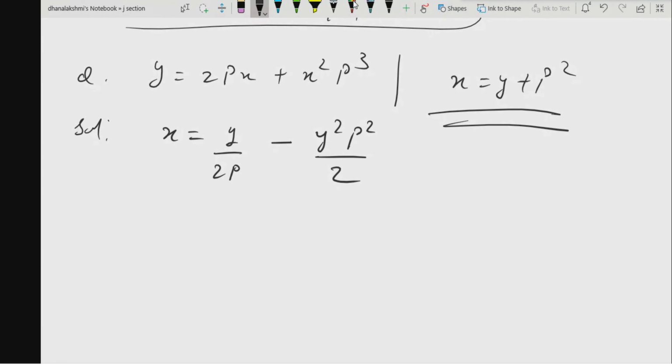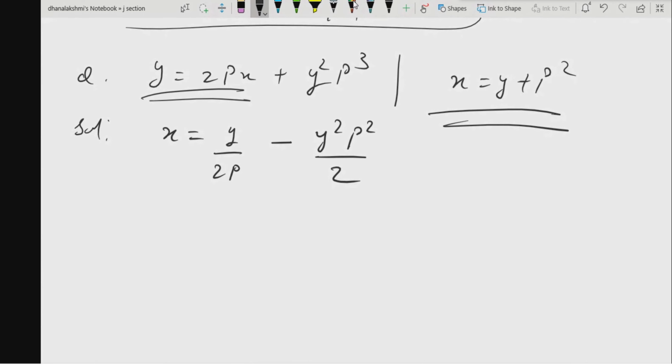Ma'am, it's x square. It's not x square, it is actually y square. It should be y square: y is equal to 2px plus y square p cube. So can I write this equation in this form? x is equal to y by 2p minus y square p square by 2. Yes, ma'am.